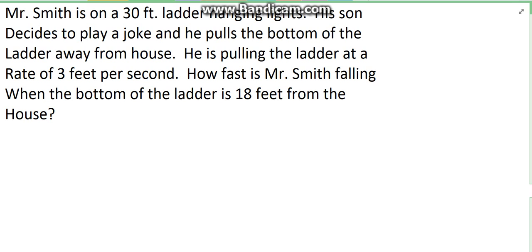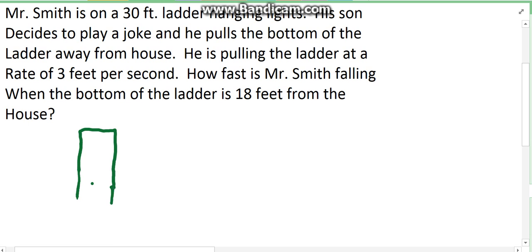This weekend I was hanging up holiday lights on a 30-foot ladder. I had it leaning against my house. Imagine my house, but much fancier, like a mansion. There's a door, and one window up here. And then I had a ladder leaning against it like this, and the ladder is 30 feet long.